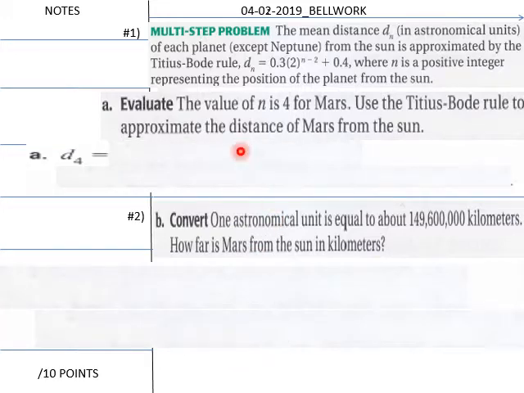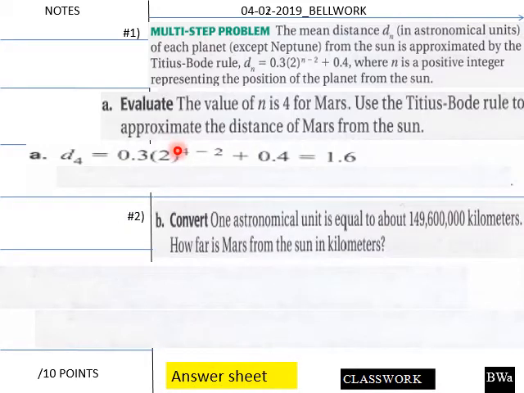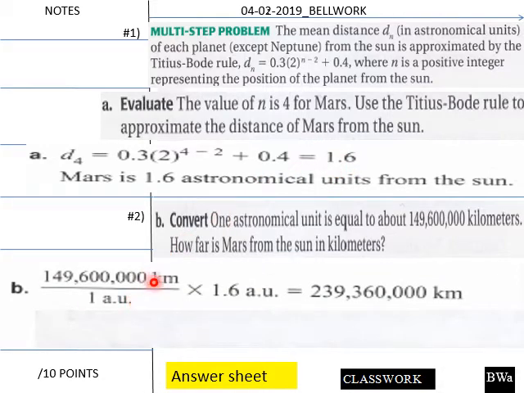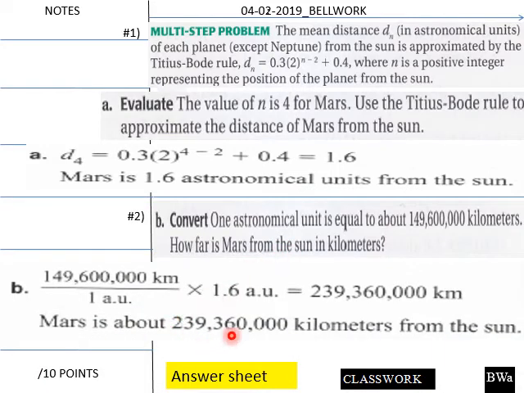Okay, welcome back, everybody. These are your solutions for A and B. You substitute 4 for n up here, and then you get this. So Mars is 1.6 astronomical units from the sun. Then we have this number times 1.6 AU, which is 239,360,000 kilometers. One astronomical unit is 149.6 million kilometers, so it'll be this times 1 AU. We're converting this into kilometers. Mars is about 239,360,000 kilometers from the sun, using this unit analysis conversion factor.